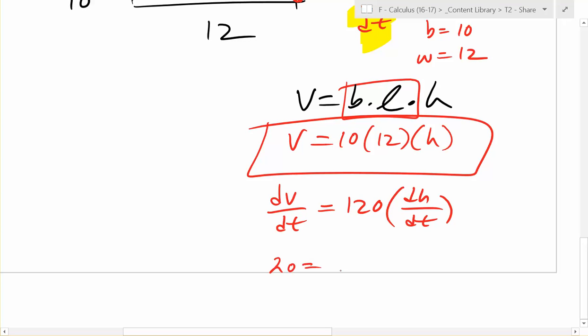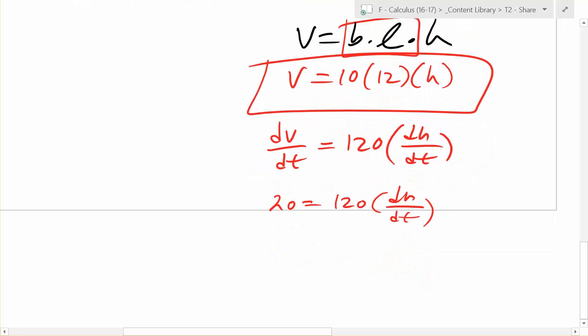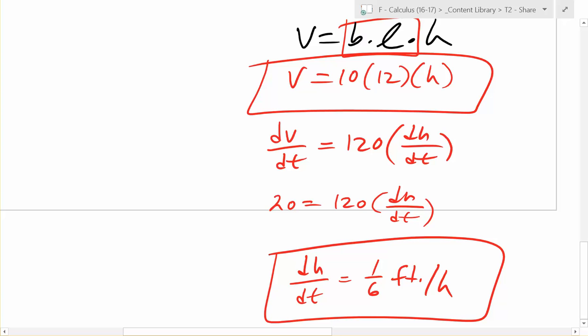So it's 20 is equal to 120 dH dt, right? So dH dt is going to be what? dH dt is equal to 1/6. And what units is that? It's feet per hour because it's height. The rate of change of height.